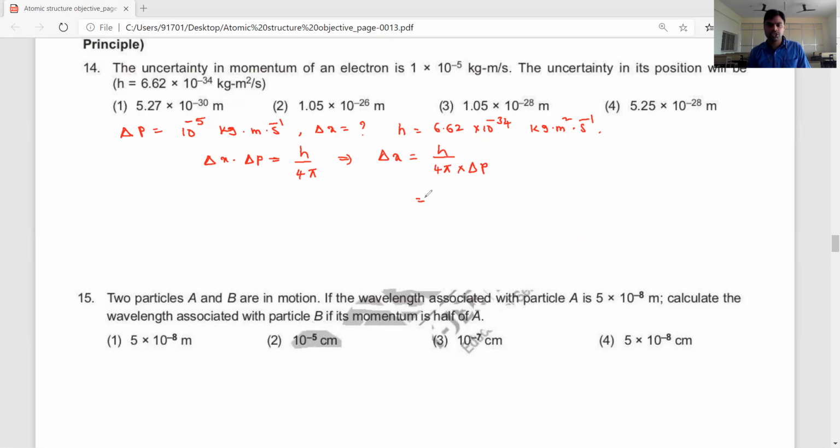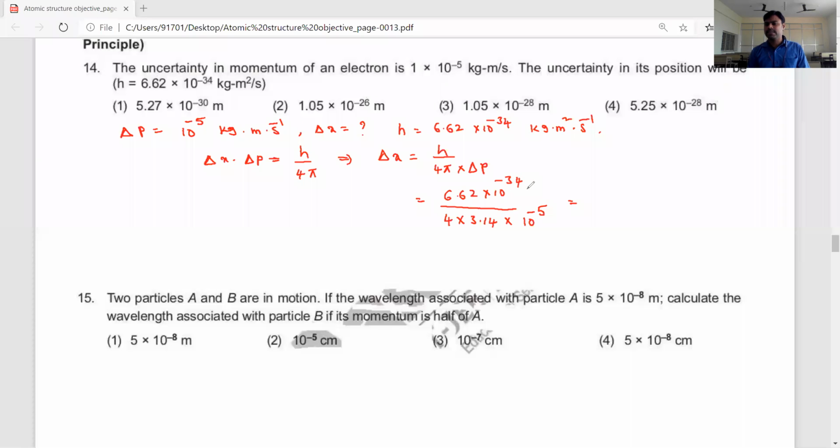So h value we have to substitute, pi is equal to 3.14, and delta p value we have to substitute, then we'll get the answer. Then h is equal to 6.62 into 10 to the power of minus 34 by 4 into pi value 3.14. Pi means 22 by 7, which is nothing but 3.14, into delta p value 10 to the power of minus 5. Then for the uncertainty in the position, on simplification, 10 to the power of minus 5 goes to the upside, means it becomes positive.